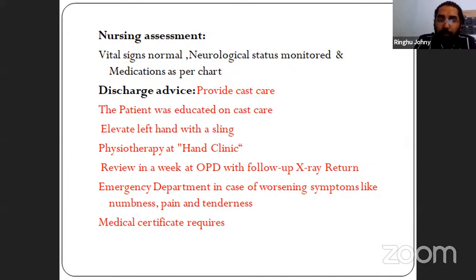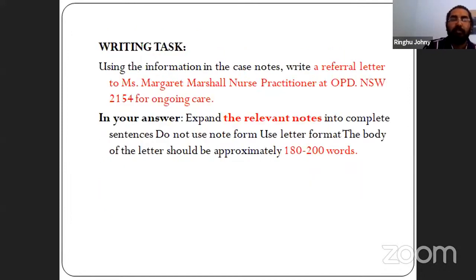He has a review appointment in OPD with a follow-up X-ray. He needs to return to the emergency department in case of any worsening symptoms, not to the clinic. He needs to come back to us because that is where we are writing the letter from. Lastly, he requires a medical certificate.